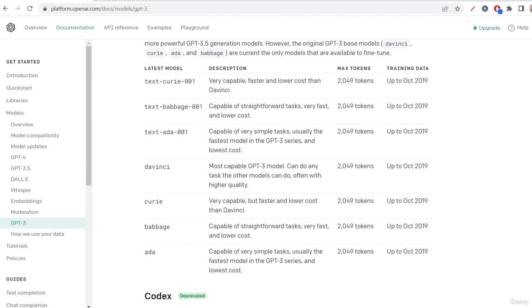This means that developers have the option to further refine and customize the performance of these base models to suit specific tasks and requirements. On the screen you can see the names of different models, limits, and training data used. What fine-tuning is and how to fine-tune models we are going to learn in a separate lesson.